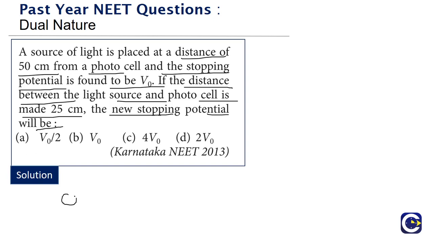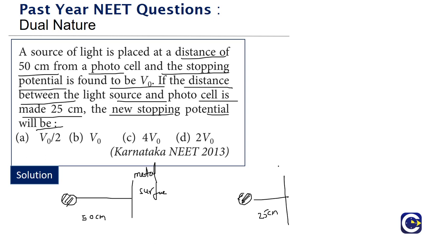If you have the source here, this is the bulb, this is the source. So initially the distance of the surface, let's say this is the metal surface, is 50 centimeter, and in the second case we are bringing it close to 25 centimeters. This is the metal surface in the second case. Now what we need to keep in mind is in both the cases it is the same source, which means the frequency of the light emitted will be the same.